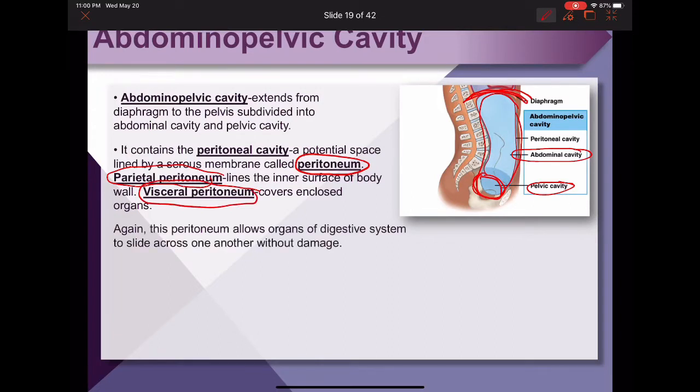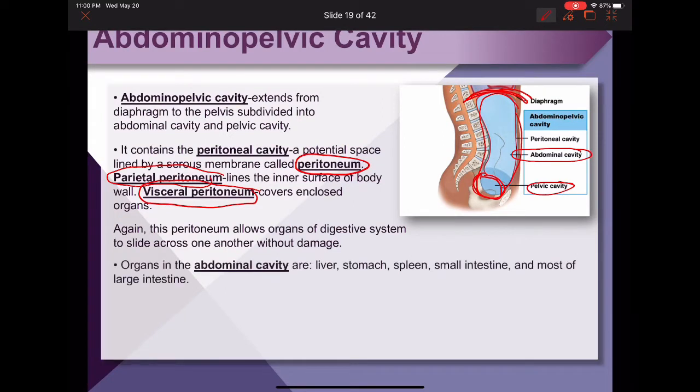And again, this peritoneum is what allows organs of your digestive system to slide across one another without damage. Organs within the abdominal cavity are your liver, stomach, spleen, small intestines, and most of your large intestines, as we have seen when we were talking about your abdominal regions and quadrants.